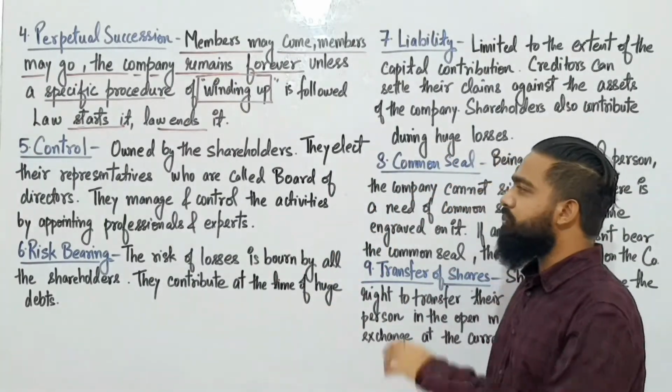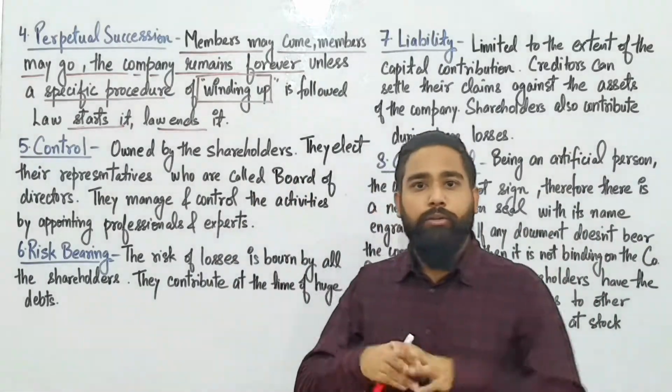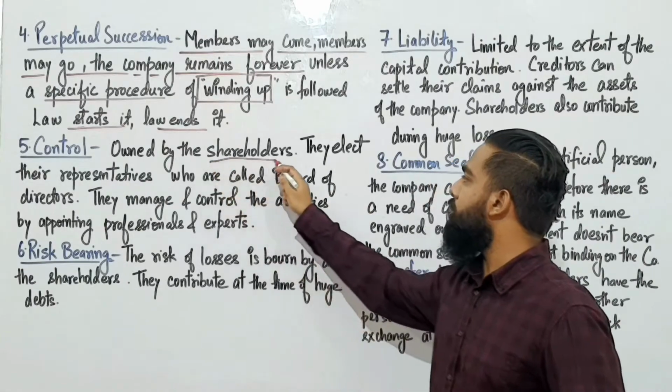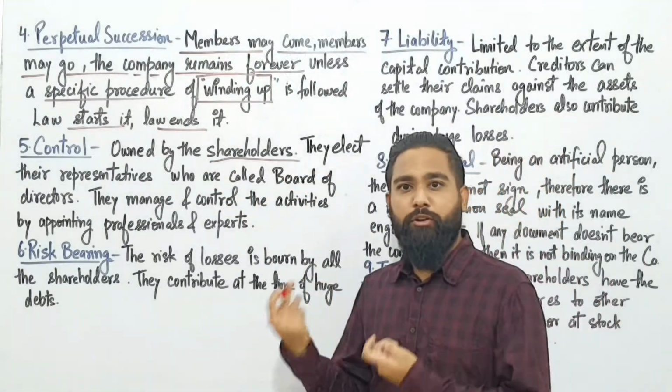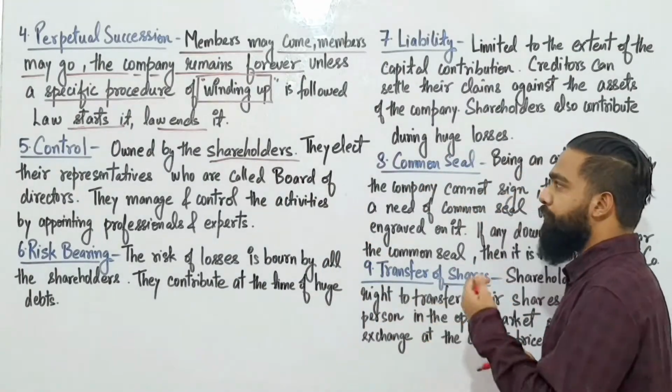Now the next one is fifth, control. Control means who is the owner. Fine. So it is owned by the shareholders. How many shareholders are there? All those members are the owners of the company.